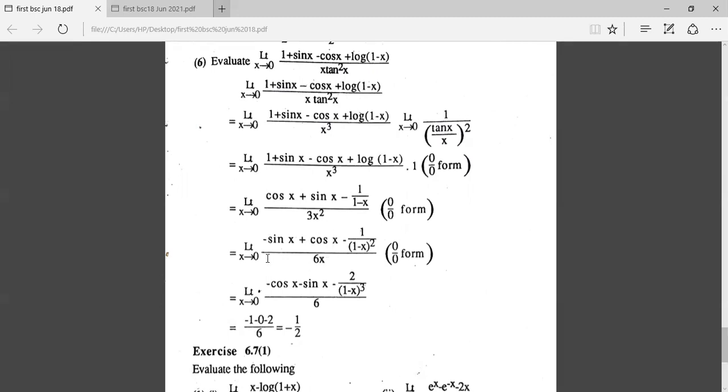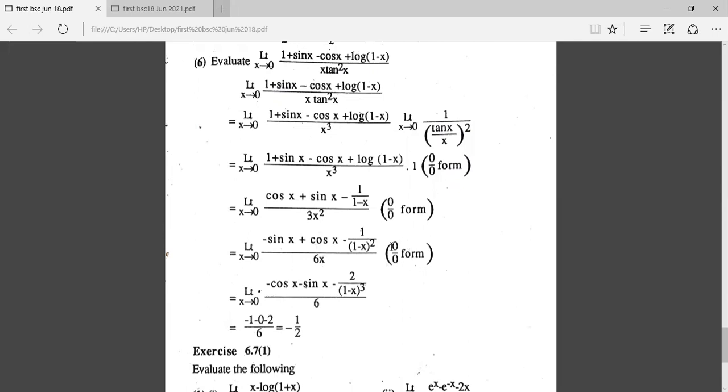Again, you have to check whether it is indeterminate or not. If you put x equals 0, sin 0 is 0, cos 0 is 1. If you put x equals 0, 1 minus 1, that becomes a 0 in the numerator. And the denominator also, if you put x equals 0, you will get 0.